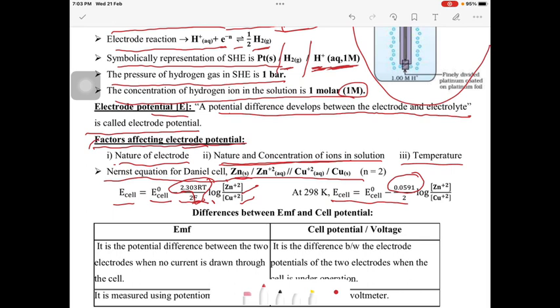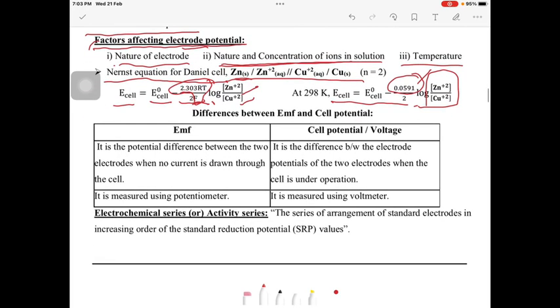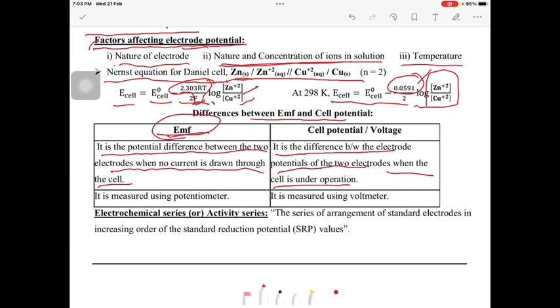Then E cell is equal to E naught cell minus 0.0591 by 2 log [Zn2+] concentration by [Cu2+] concentration. Differences between EMF and cell potential. EMF is the potential difference between the two electrodes when no current is drawn through the cell. Cell potential means it is the difference between the electrode potential of two electrodes when the cell is under operation. That is the difference between EMF and cell potential.